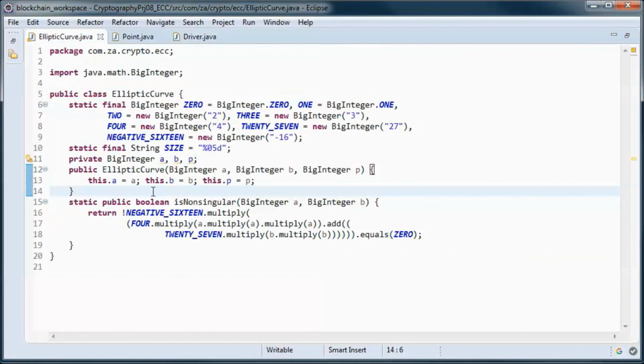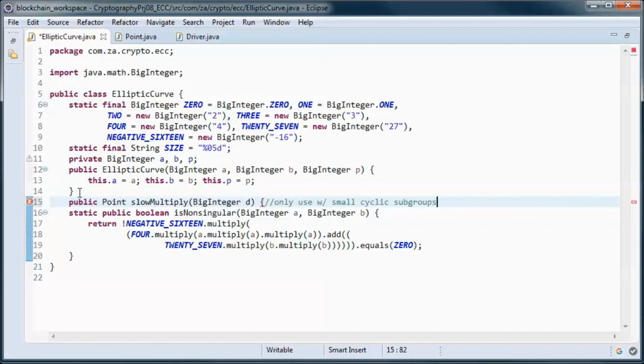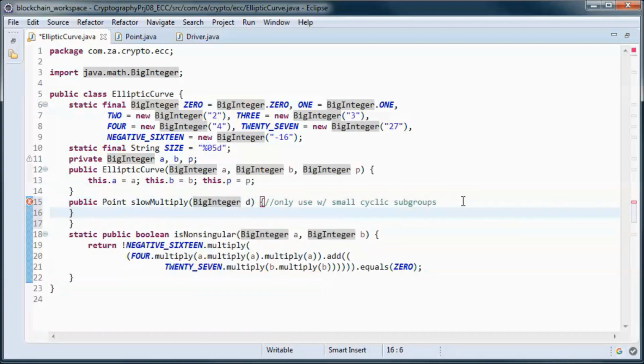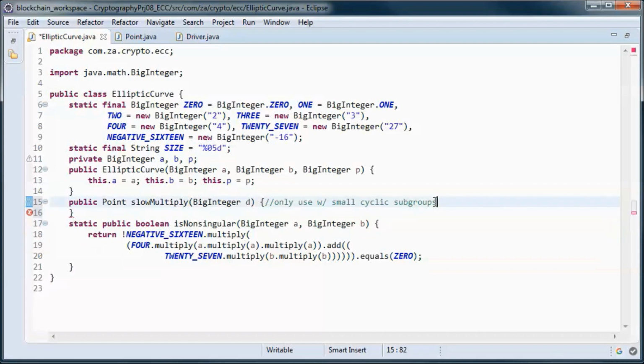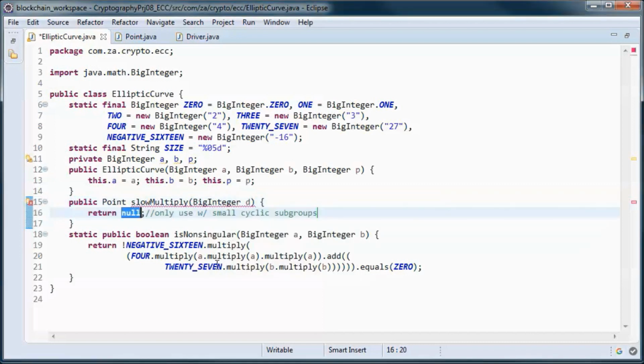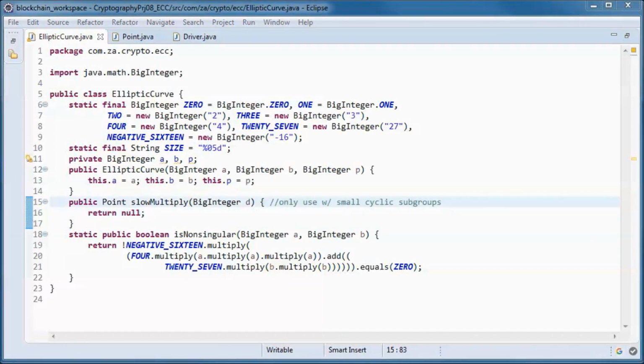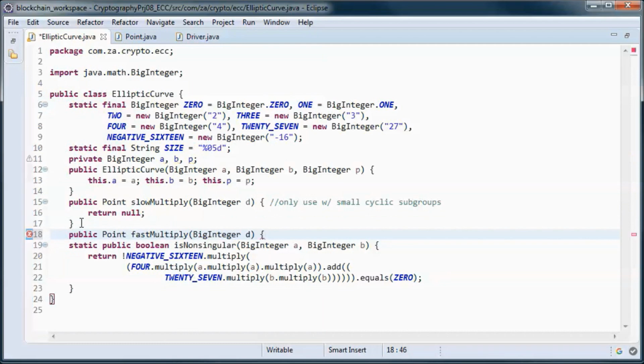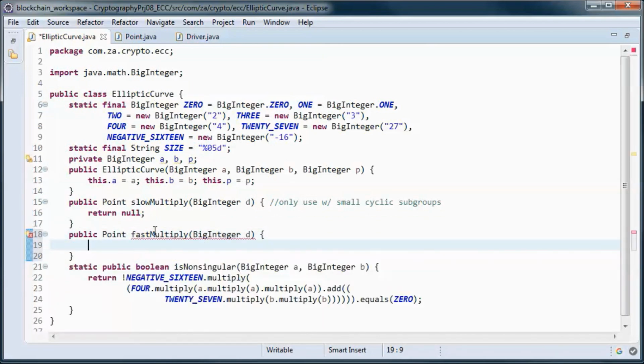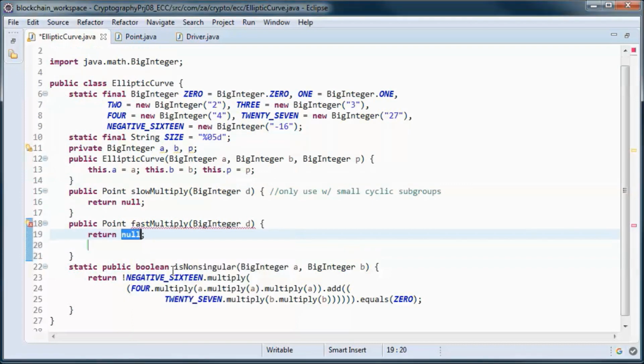And we will have two methods here. One for slow hopping, so slow multiply, given the number of hops. And this method can only be used with small cyclic subgroups. And this one for fast hopping using the double and add algorithm.